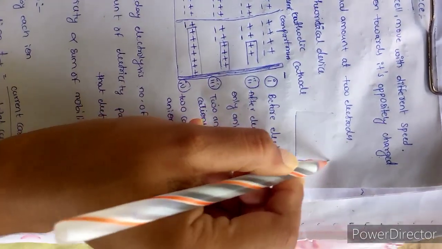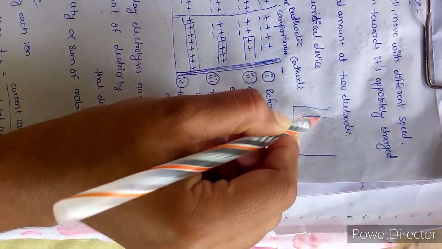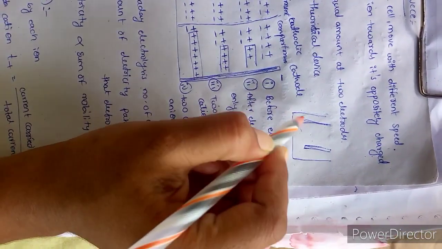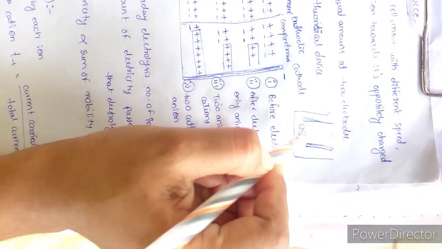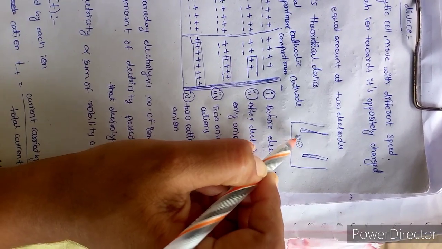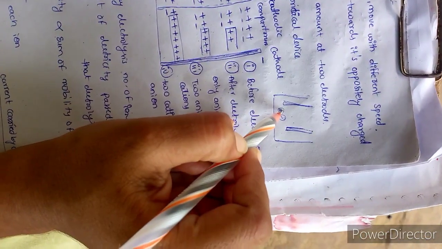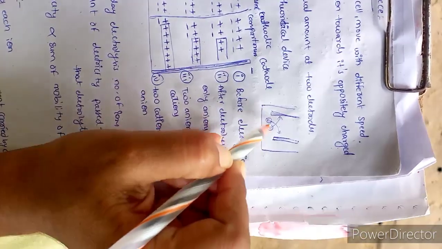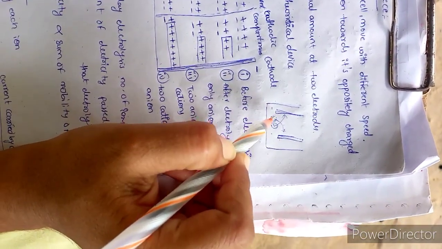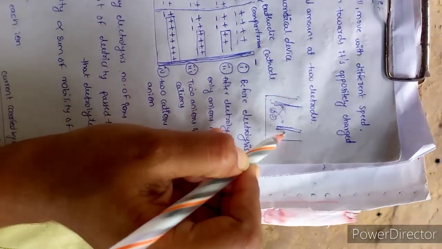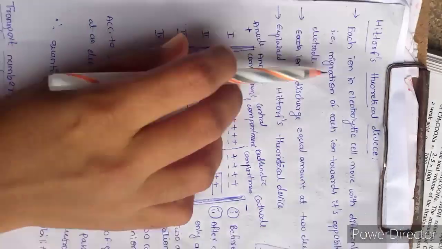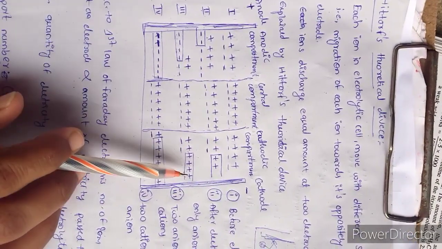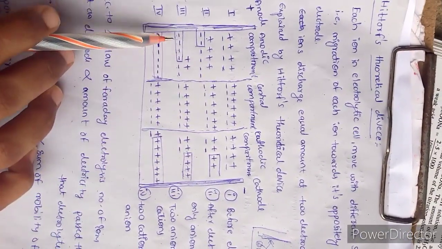Suppose in this electrolyte, 2 electrodes are there. The electrolytic solution consists of positive and negative ions. Even though these ions have different speeds as they move towards the oppositely charged electrodes, the number of ions present at this electrode and this electrode will be the same. Hittorf is a scientist who constructed this theoretical device to explain the discharge of ions towards electrodes.